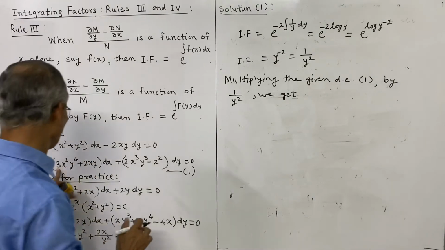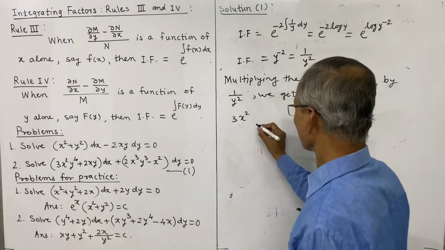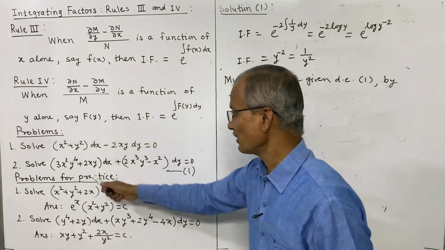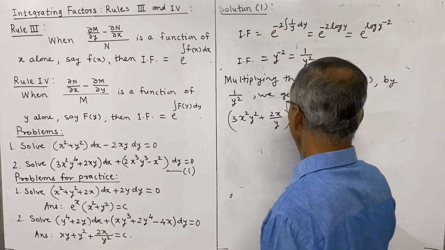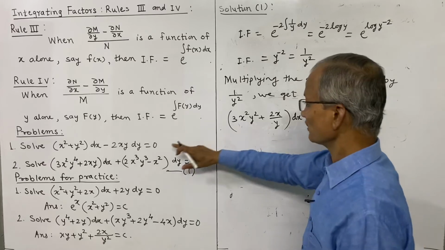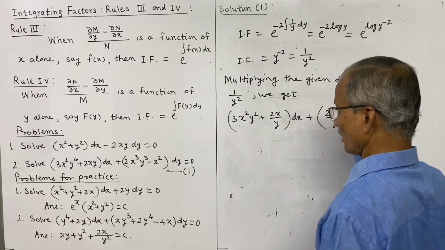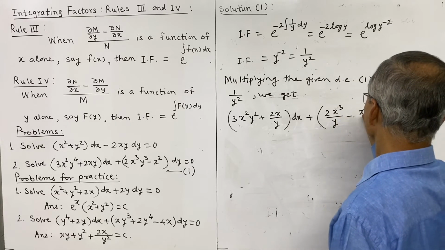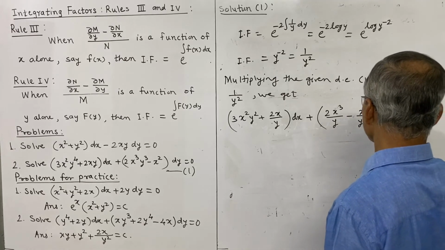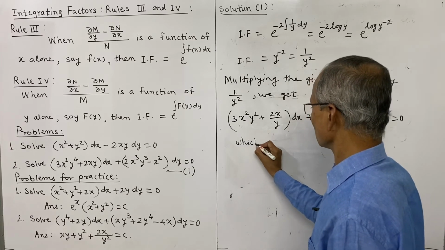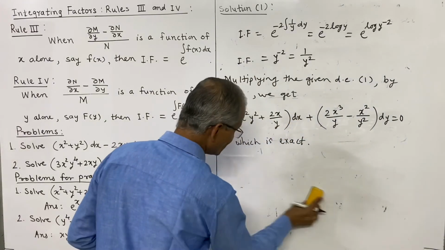If you divide this term by y square, what we shall get is 3x²y² plus 2x upon y into dx, plus again divided by y square, we shall get 2x³y upon y, and minus x² upon y² into dy. Verify this is equal to 0, which is exact. This equation is exact, and now its solution can be written.